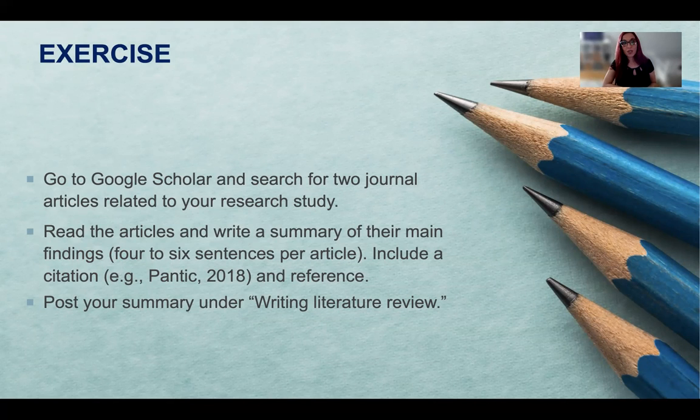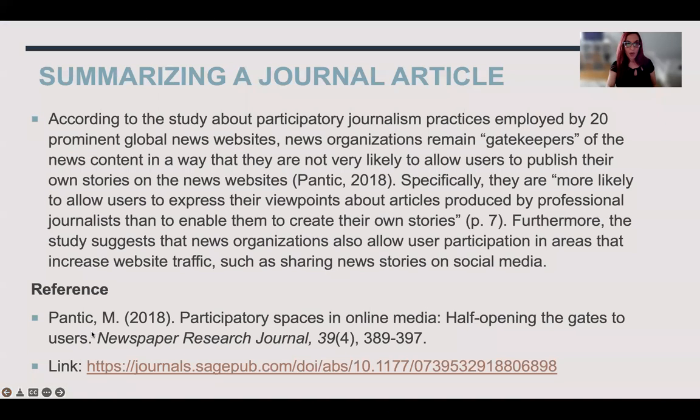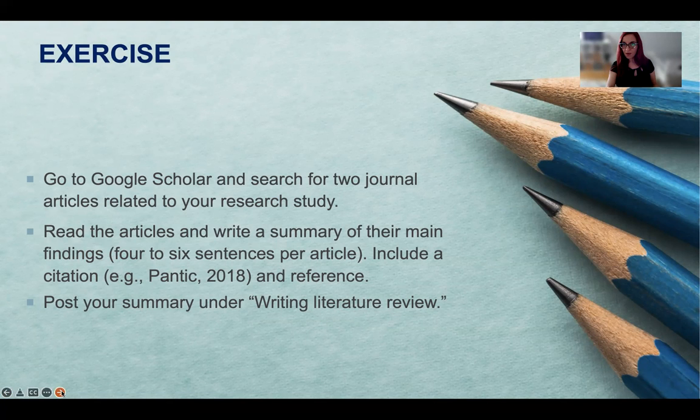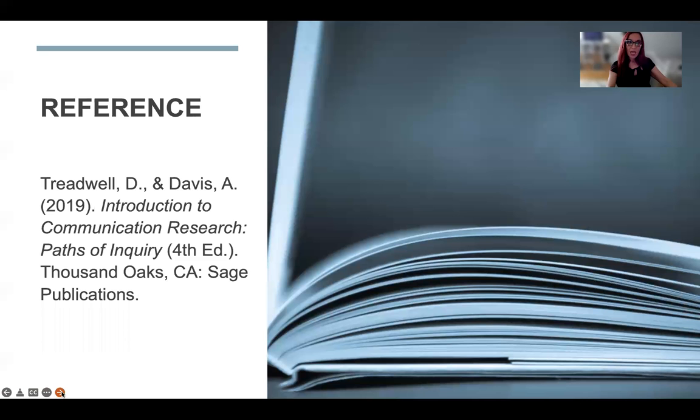So search for 2 journal articles, read the articles, and write a summary of their main findings, 4 to 6 sentences per article, and include a citation. This is how a citation looks, and the reference. Let me just go back. This is the in-text citation, and this is the reference. So just remember to make a difference between those 2. Do that and post your summary. You need to summarize both articles, each summary should have 4 to 6 sentences and a citation and reference, and then you will post it under Writing Literature Review.